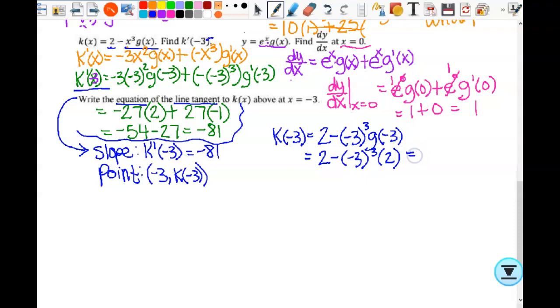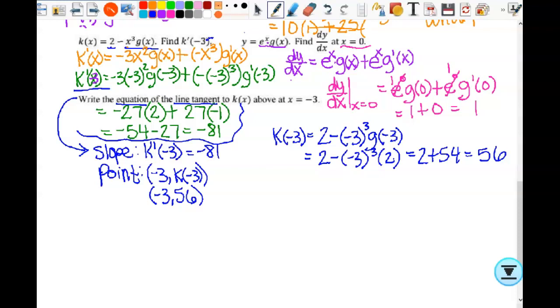All right, what is negative 3 cubed? Negative 27, right? Times 2 is negative 54, right? Then we change the sign, it makes a positive 54. So this is 2 plus 54, which gives us 56. So my point is actually negative 3, comma 56. Yes? No? You don't agree with me? I'm assuming I'm doing the right math. You'll stop me if I'm not. I was doing some weird arithmetic earlier, so I wouldn't put it past me.